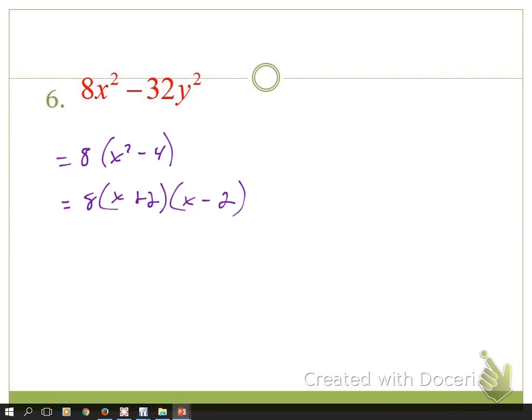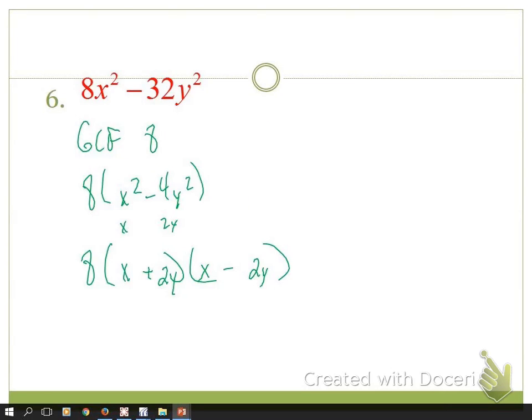Okay, so factor out an 8 first. So you get 8 as a GCF. Then you get x squared minus 4, which fits the requirements. Two terms, difference, and you can square root both terms. So we get x plus 2, x minus 2, and we're done. Okay? Hopefully that's easy enough for you.